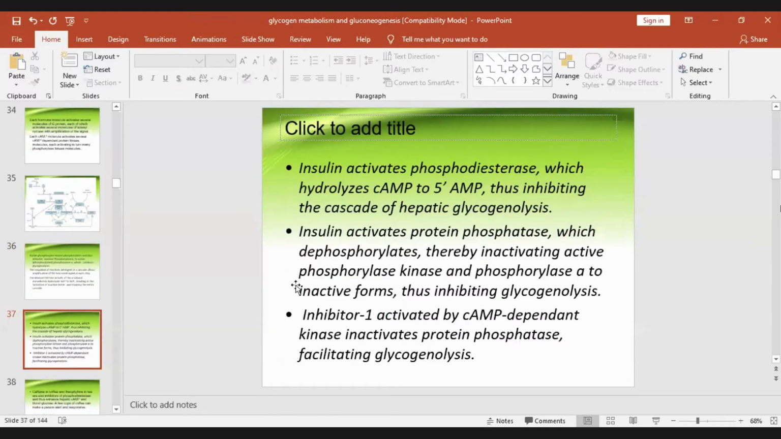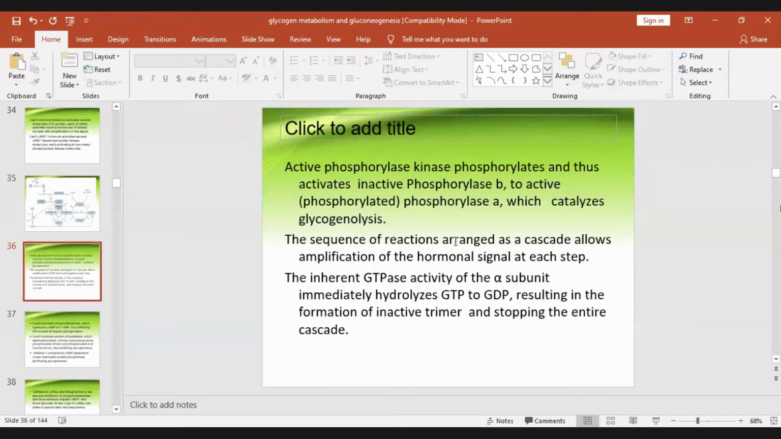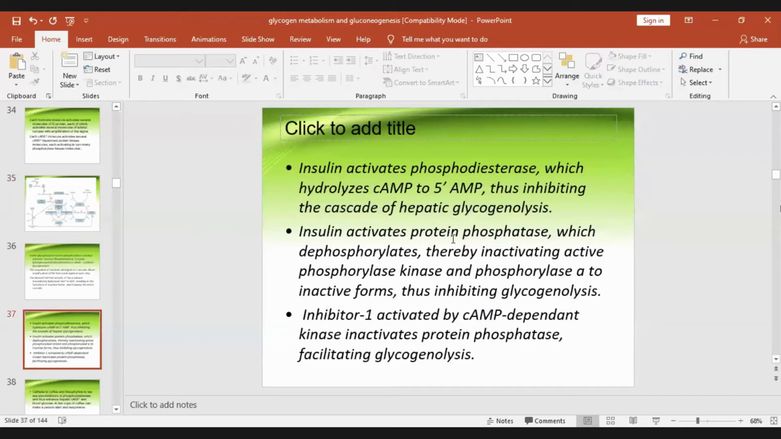Insulin also activates an enzyme called phosphodiesterase. This phosphodiesterase hydrolyzes cyclic AMP to 5' AMP. So the whole cascade is blocked now. That is one. Apart from that, insulin also activates protein phosphatase, which dephosphorylates, thereby inactivating active phosphorylase. Then inhibitor 1, activated by cyclic AMP dependent protein kinase, inactivates protein phosphatase, facilitating glycogenolysis. That's what you have seen.